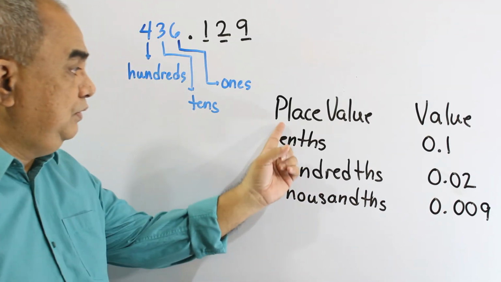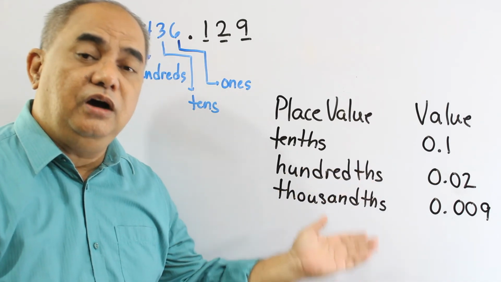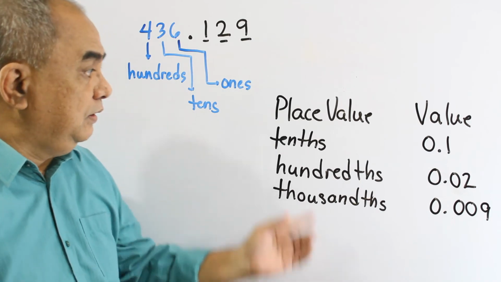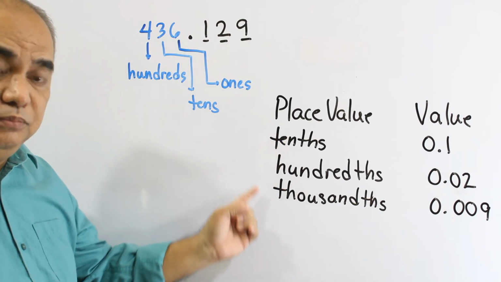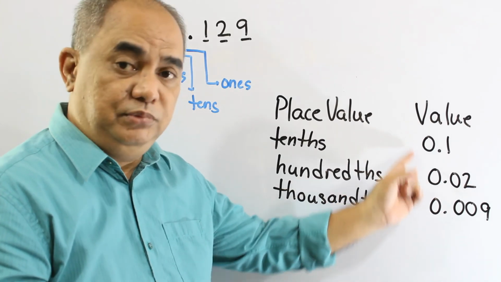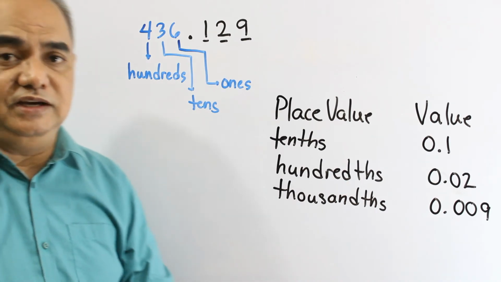Remember, when we say place values, we are referring to the position of the digit of the decimal that we are talking about. So these are merely words or positions, whereas the values are numbers that represent the value of the digits of the decimals.